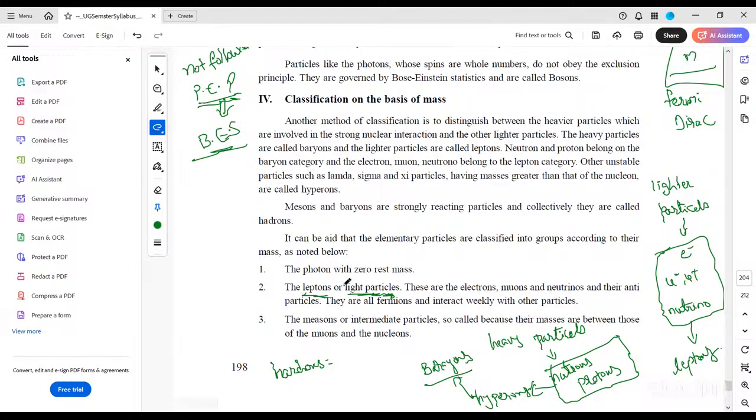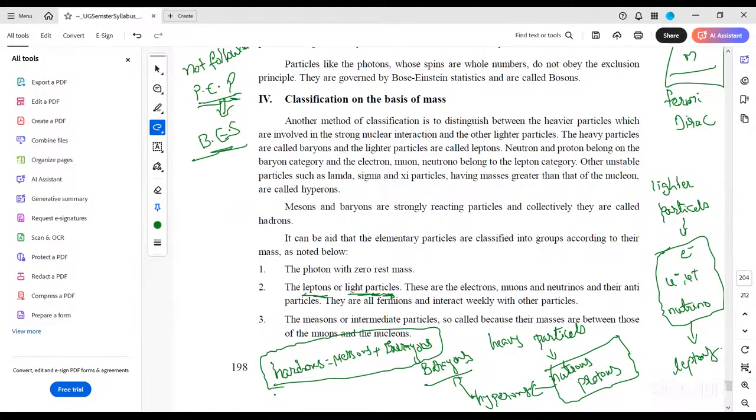This hadron is the combination of mesons and baryons. Hadrons are the combination of mesons and baryons. This is about the classification based on their masses.